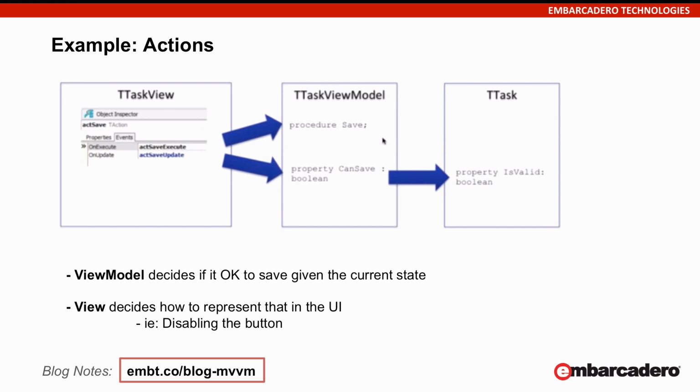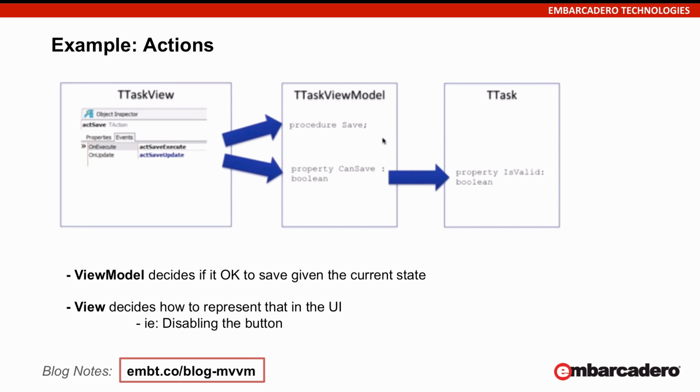So this helps to show that the view model is making a value judgment about whether or not the data is valid within the context of the view model. It does not have anything to do with the actual UI representation itself. The view takes the information from the view model and decides how to represent that in the UI. So in this case, again, it means whether the button is enabled or disabled, depending upon what the view model validates against the data.